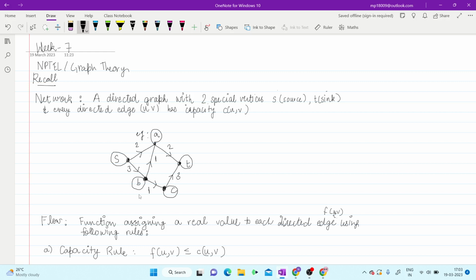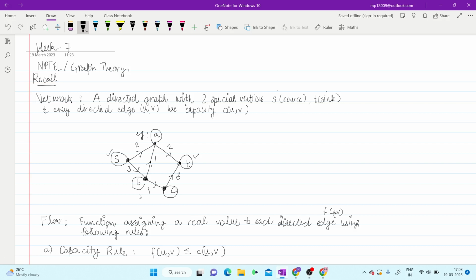So a network is a directed graph which has two special vertices, source and sink, and moreover every directed edge has some non-negative integer attached to it, which we call the capacity. You can see this is an example of a network. It has two special vertices, S and T. S is the source vertex. You can see all the edges are going out of S and there is no edge coming into S. Similarly, T is a sink vertex. All the edges are coming into T, and there is no edge going out of T.